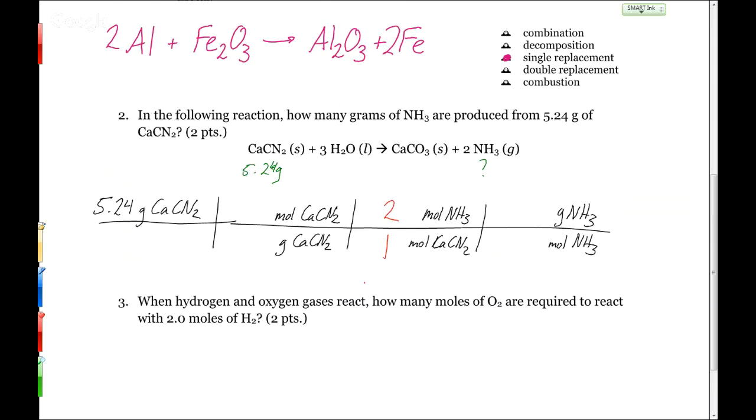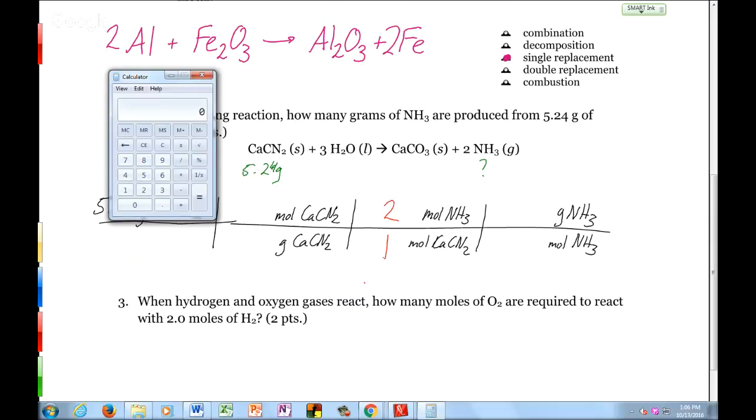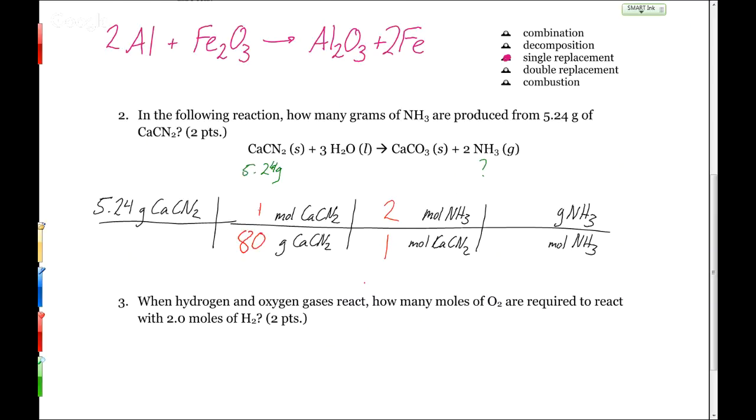So the molar mass of CaCN2 is going to be 40 for calcium, plus 12 for carbon, plus 2 N's is 28. That's 80. And NH3 is 14 plus 3, or 17. Do you not need to be super exact about the decimal places? Right. It's kind of up to you. I mean, yes, there are rules about it, but for our purposes, we're just going to say whatever.